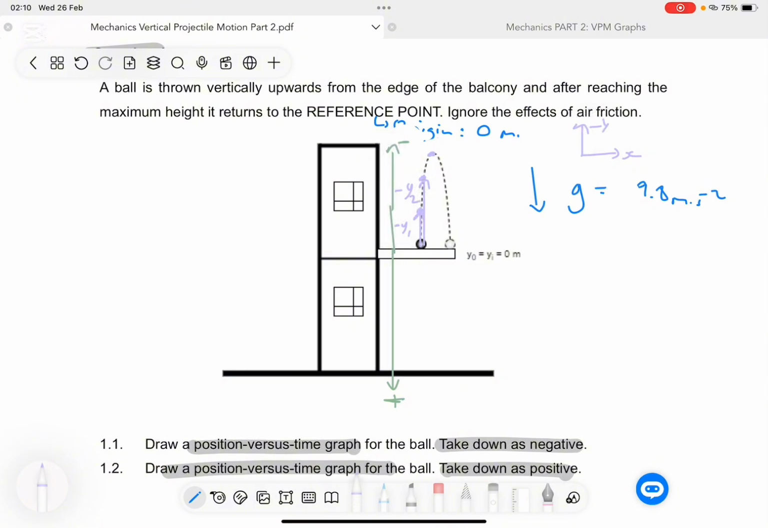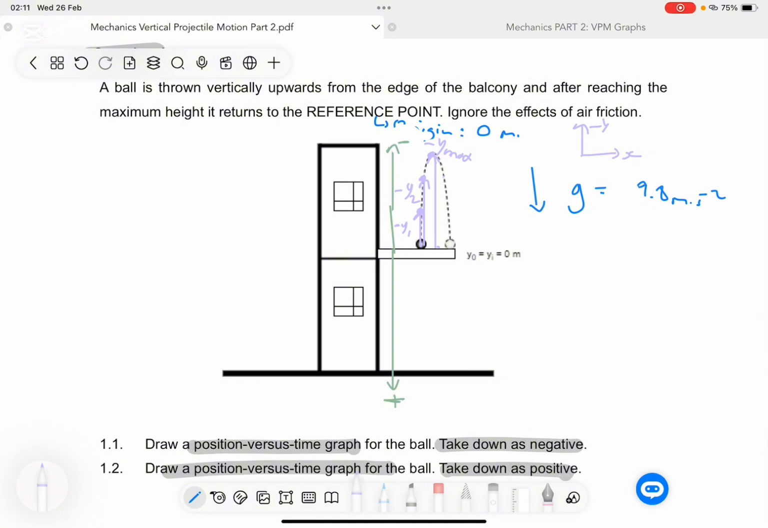Eventually, then the ball will reach the maximum height, which will measure again from 0 and going to that maximum height. So this will be y max. And this y max will also be negative because it is pointing in the negative direction, which is upwards in this case now.